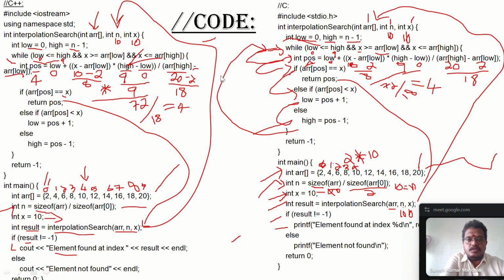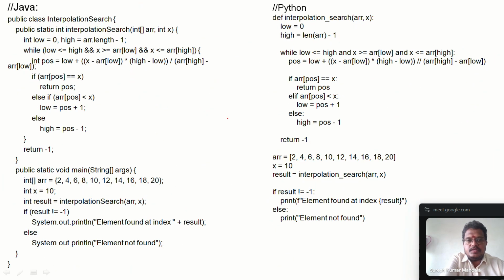Now we will see the example. C is completed, C++ is completed. Now we see the example using Java. Then after that we see the example using Python.